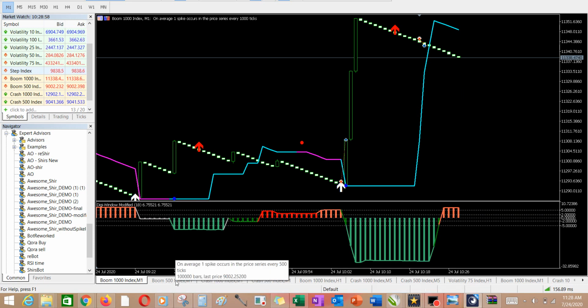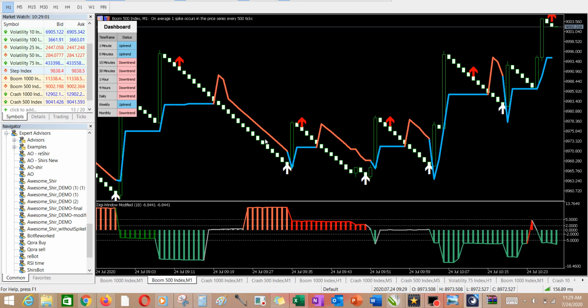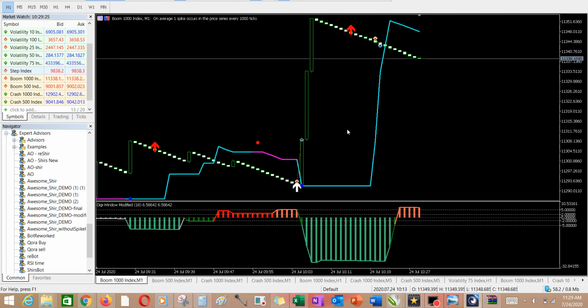So let's go to Boom 500. This is Boom 500. On this chart, I'm not using the chest trend. I'm using the PZ super trend. It is a free indicator you can get on MT5 platform. All you need to do is make sure you have the market section here to download this. So if you're unable to download this, you can use the chest trend. If you want to get the chest trend, they give the same information, just that this one is not having the dashboard, but it is giving the same information.